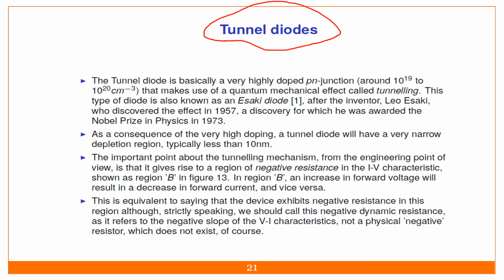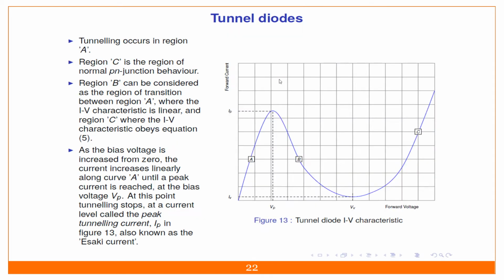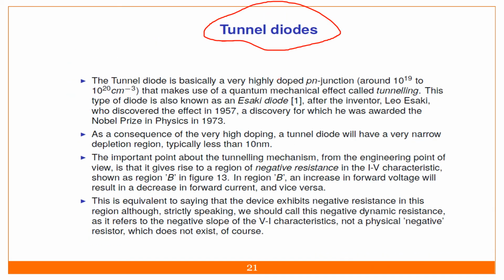The tunnel diode is basically a very highly doped PN junction, about 10 raised to 19 to 10 raised to 20 per centimeter cubed. That is the doping, and it's all about the heavily doped regions here. Let's see the construction. So in a PN junction diode, 10 raised to 19 to 10 raised to 20 per cubic centimeter is the doping we are introducing.